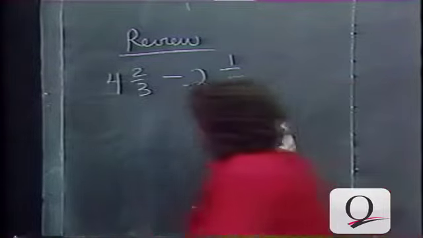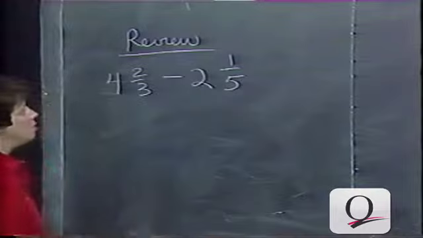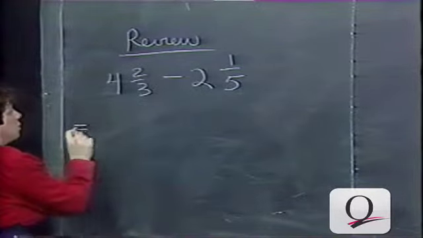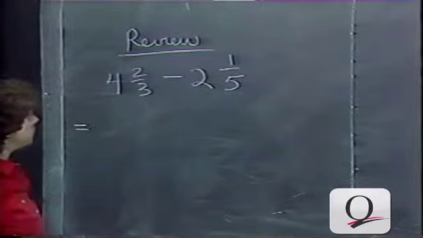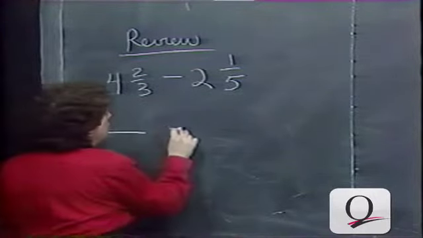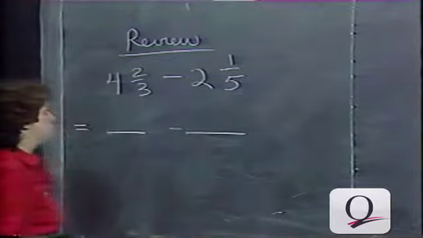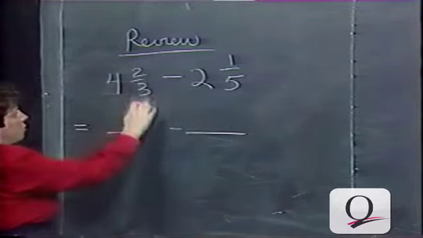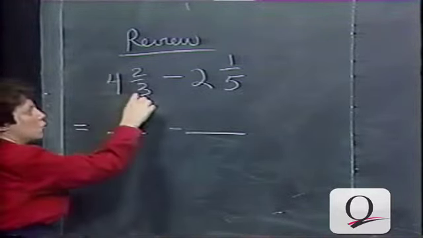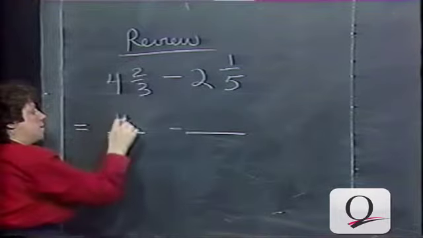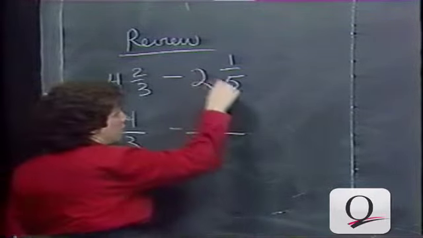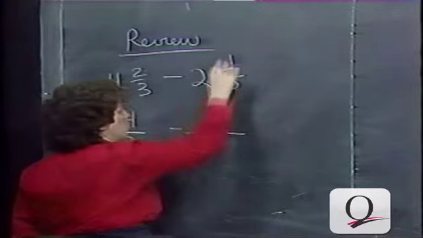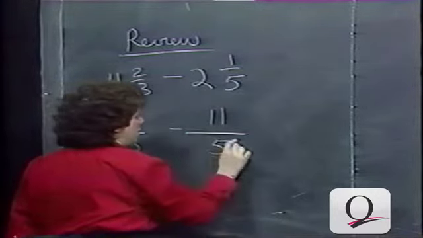All right, we have a problem here involving mixed numbers. As I mentioned earlier, the best thing to do, although not the only way to handle this, but I would recommend this, is to turn each fraction into an equivalent improper fraction. Okay, 4 2/3 is 4 times 3, that's 12, plus 2, 14 thirds. And 2 1/5 is 2 times 5, 10, plus 1, 11 fifths.